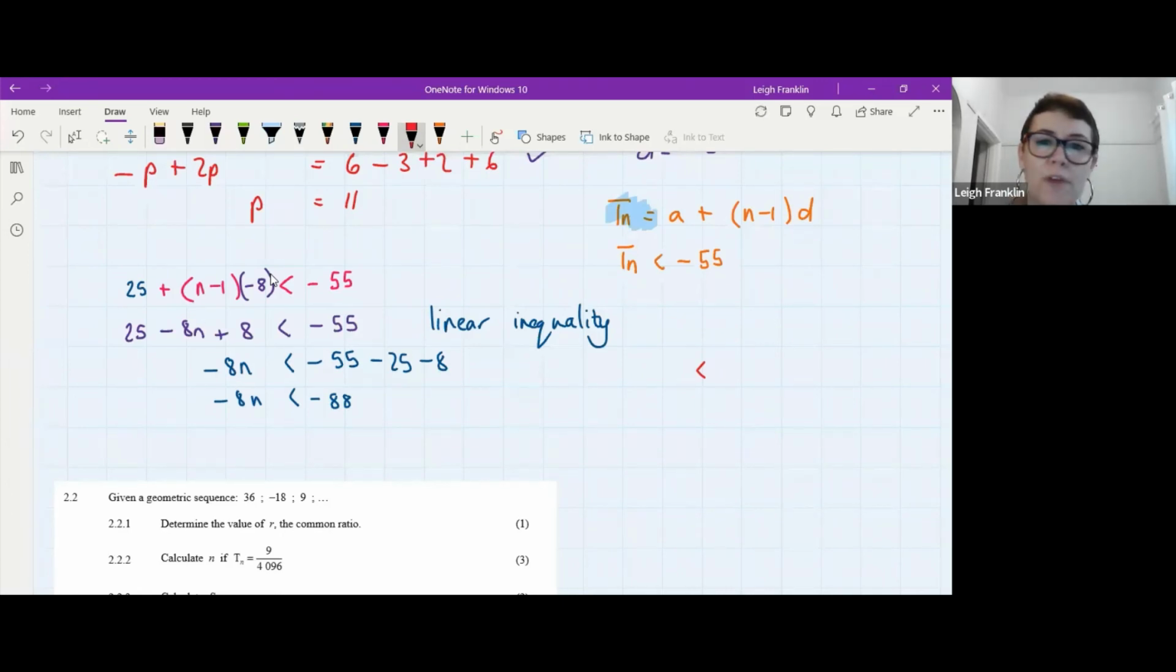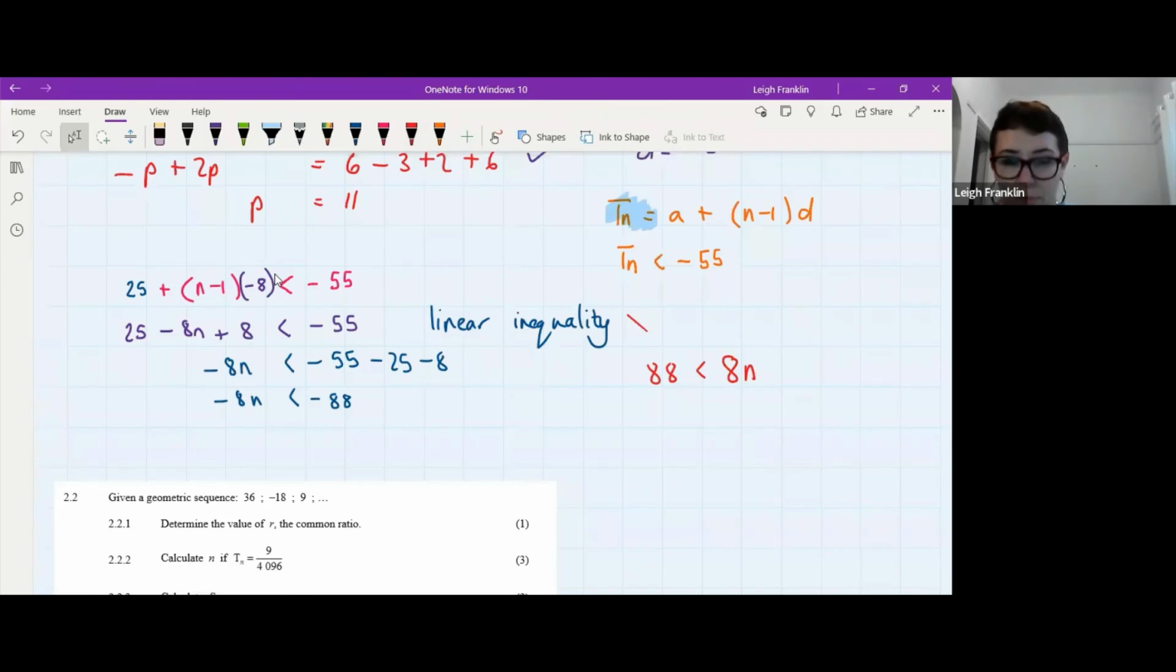That's fine. There's no problem with that at all. But there's one thing that I will point out to you. In other words, what you're telling me you've done is this. You've taken that minus 8n, whoopsie daisy, and you've brought it over to the right hand side. And then you've got your 88 like that. Is that right, if I'm understanding you correctly?